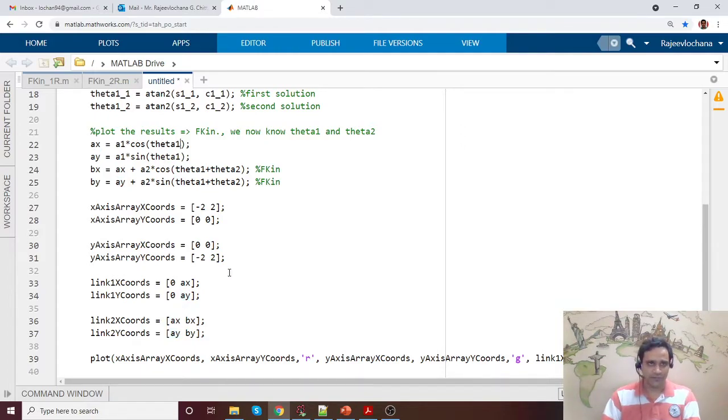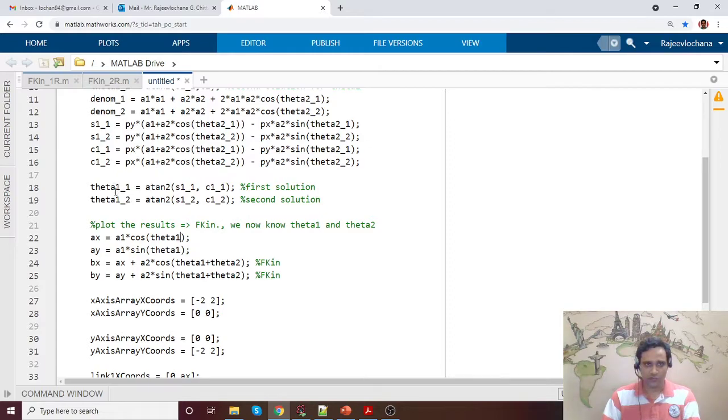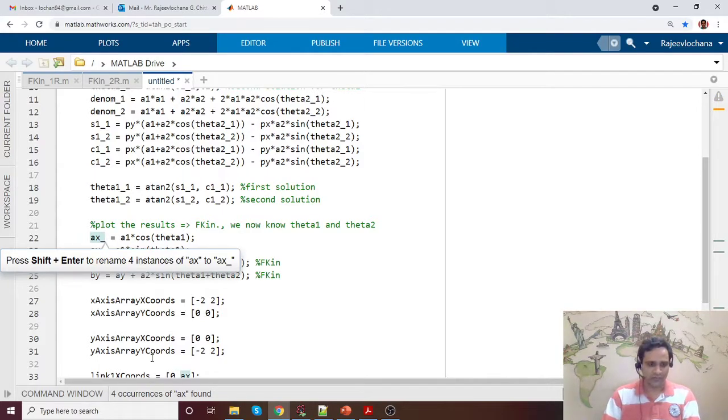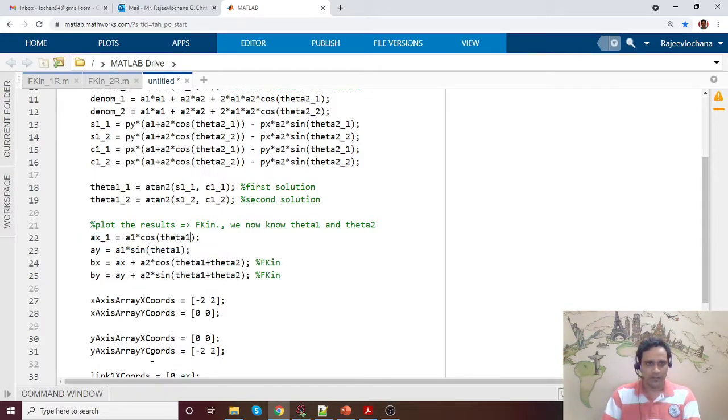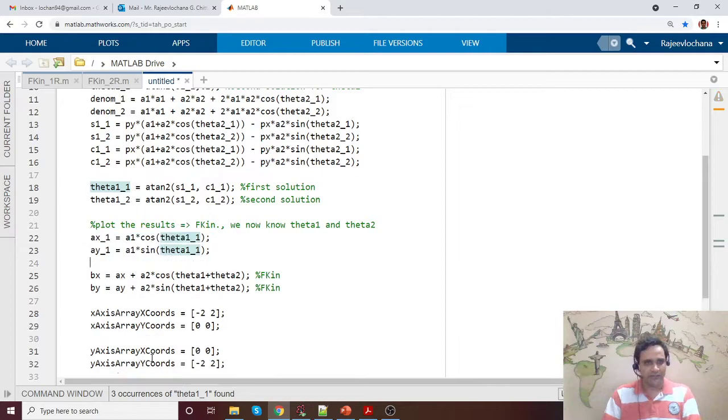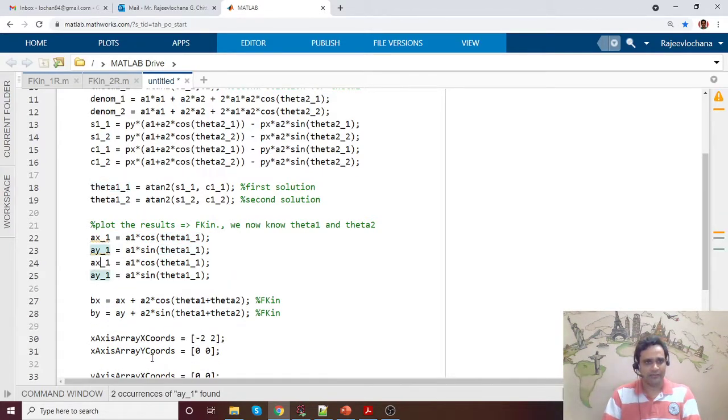Obviously if we run this, you'll get an error. We'll have to use this theta 1 term. So what I'll do is ax underscore 1 is for theta 1 underscore 1, ay underscore 1 is for theta 1 underscore 1. Okay, so similarly we'll have the second term, second solution for point ax, second solution for point ay.